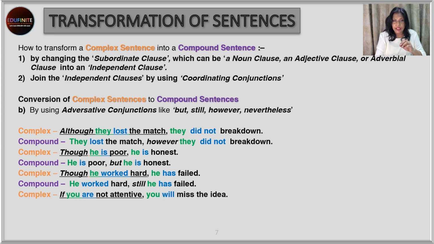If you are not attentive, you will miss the idea. So if you are not attentive is the subordinate clause. Now we have to turn this into an independent clause. So what do we write? Be attentive. That means here the subject you is hidden. I'm not saying you be attentive. We never say that. We say be attentive. Otherwise you will miss the idea.